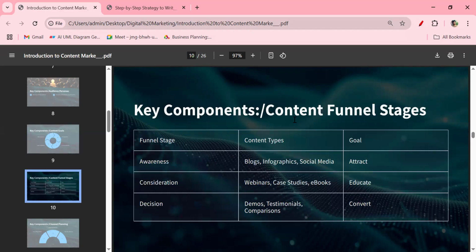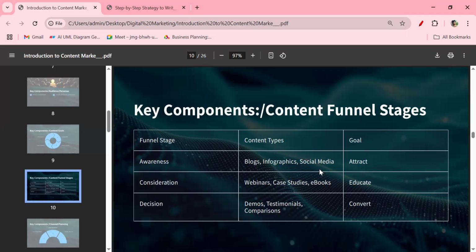There are three funnel stages I can see here: awareness, consideration, and decision. So how are we going to create awareness through content types like blogs, infographics, and social media to attract? Through an infographic, someone can learn a lot and enhance their knowledge, and they will get to know about your product and services through a blog also. They can have so many case studies and they can enhance their skills.